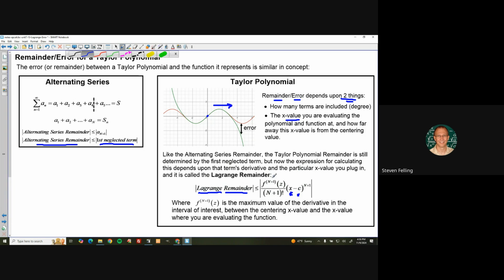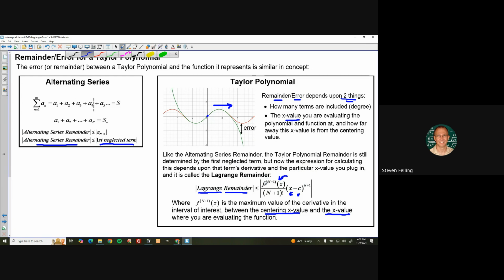And the other thing, it depends on evaluating a derivative, whose value is different for different x values. So when we evaluate the derivative, if you had the third derivative over 3 factorial times this to the third power, you have to evaluate it at a value, and that value we call z. That z is whatever x value we can plug in between the centering value and the x value we're evaluating the function at that will produce the maximum value for this derivative.